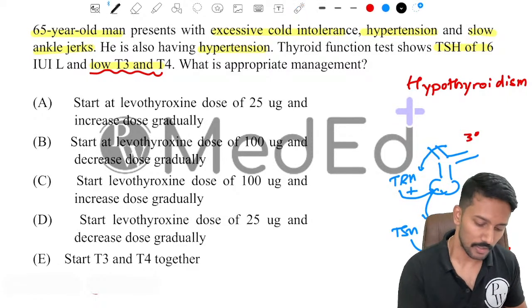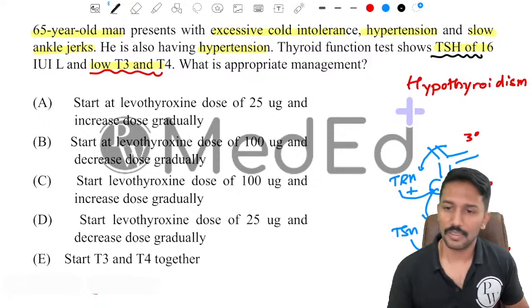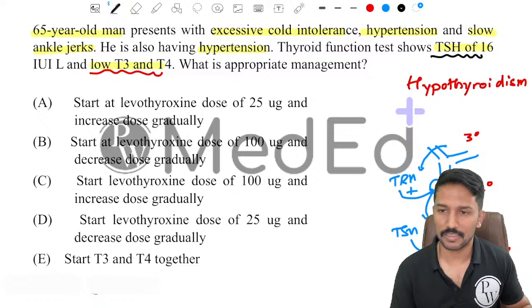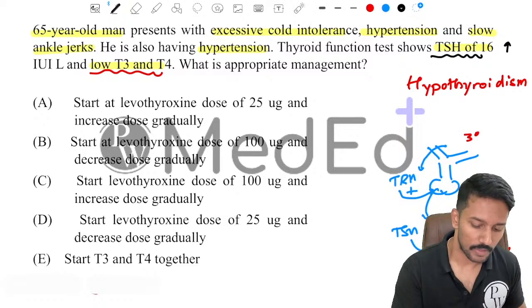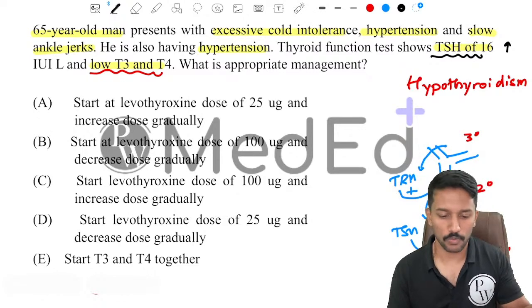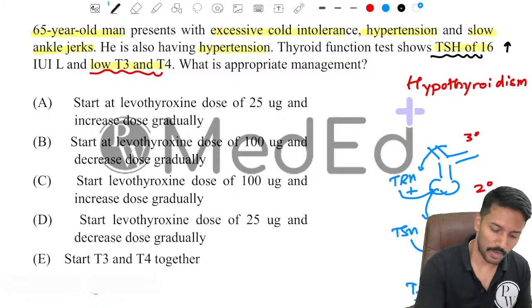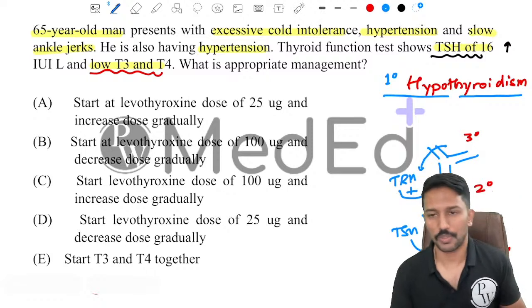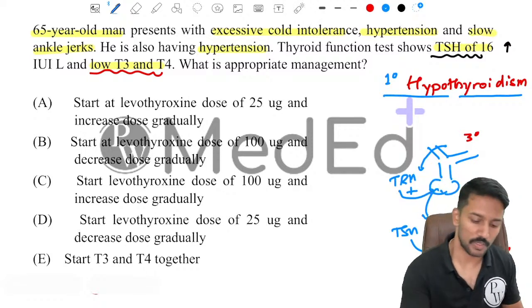T3, T4 low, right? The normal range of TSH is 1 to 5 or less than 5. Here it is 16. So TSH is high. TSH high, T3, T4 low. So what would be the answer? Yes, this is primary hypothyroidism. This is a classical case of primary hypothyroidism. One last question. What is the most common cause for primary hypothyroidism?